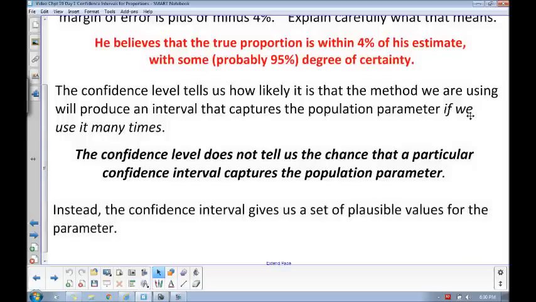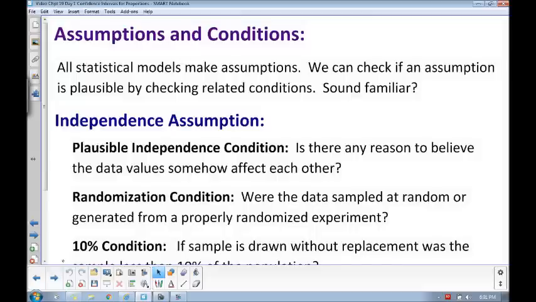So the confidence interval gives us a range of plausible values for a specific parameter. And remember, a parameter is the true measure of the population. This is giving me an interval for the statistic that I calculate, which we hope captures the true population parameter.